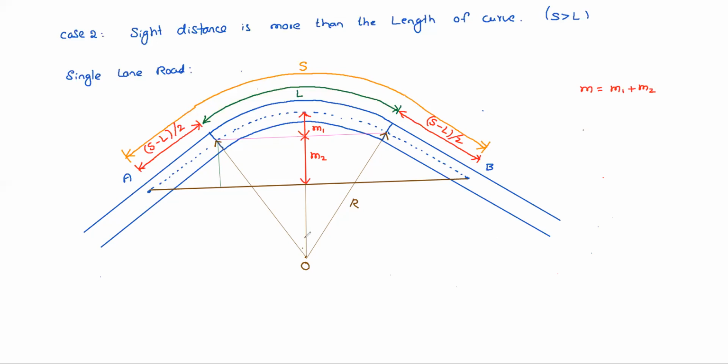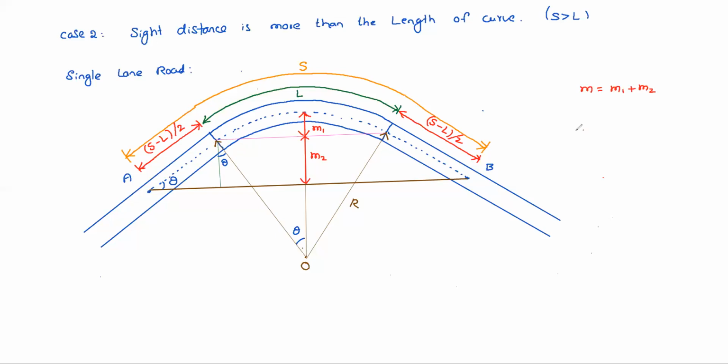Let us assume this is theta. Obviously, this one also is theta, and this one also will be theta. Check it. Okay. Because this is another one, I mean, complementary, that is 90 minus theta in this triangle. So this is also theta. So M1 equal to how much? M2 equal to how much?